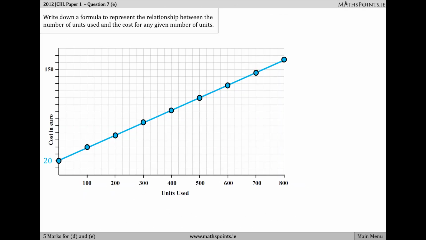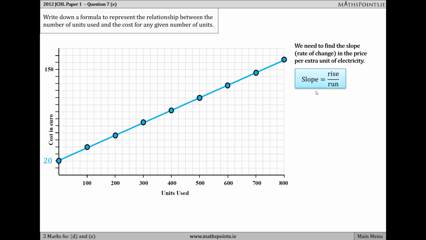To look at a slightly more formal approach, we're going to use the slope of the line to calculate the rate of change of the cost per unit used. So the slope is equal to the rise over the run. If we select 2 points on the graph, we can see that the rise is 18 when the run is 100. So the slope is equal to 18 over 100, which is 0.18. And so we can see that for each one additional unit used, there's an increase in the cost of 0.18.